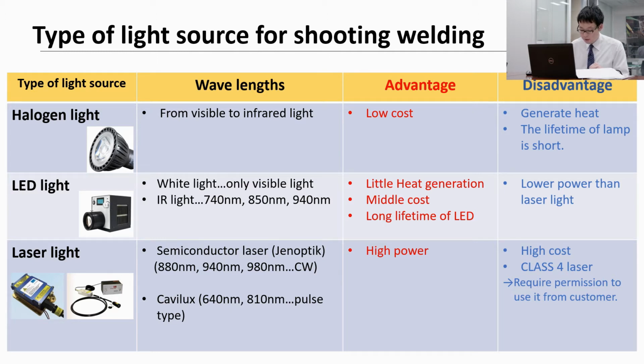Third one, the laser light source. We usually use two types of laser light source. The laser light source has the advantage of high power, but this light source is high price, and permission from the customer is required to use it because such a laser light source is a class 4 laser.